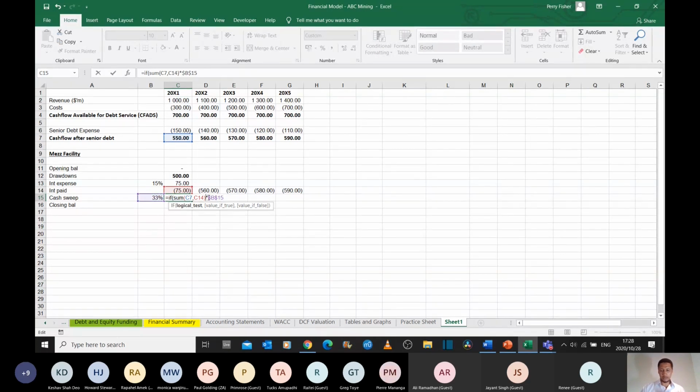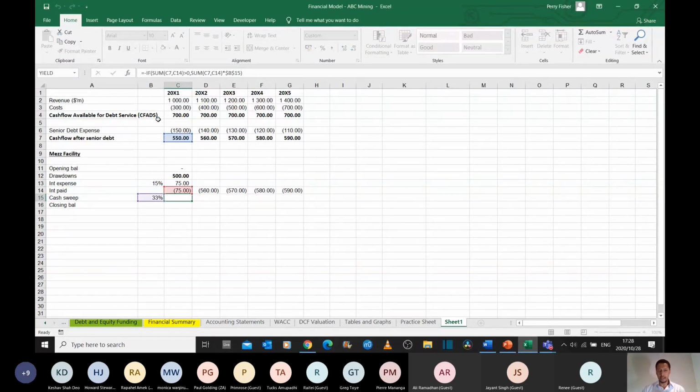Okay, so I will say if there's money left over, if it's positive, then I will take whatever money is left over, which is given by that result, and I'll take 33% of that money that is left over as my cash sweep. Okay. But now I also think of some possible scenarios.